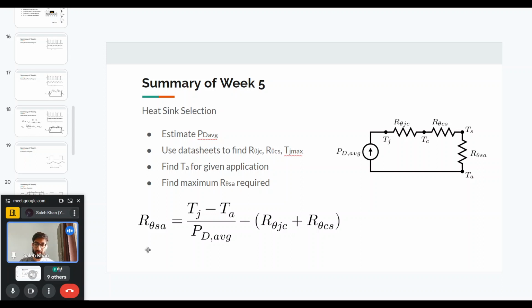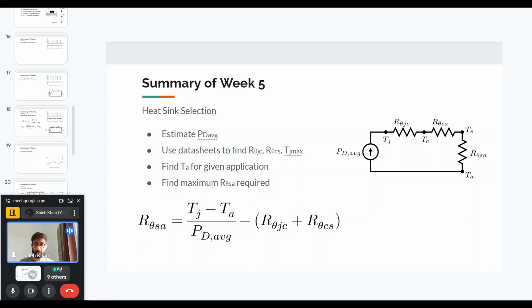So now, if we want to calculate the heat sink that is required, first of all we estimate the power dissipation, the average power that is lost. This will be the sum of the conduction losses as well as the turn on and turn off switching losses. Then we use data sheets, whether it is the device data sheet or the thermal interface data sheet between the device and the heatsink. We use the data sheet to find the thermal resistances between junction to case and case to sink, and the maximum junction temperature that is allowed.